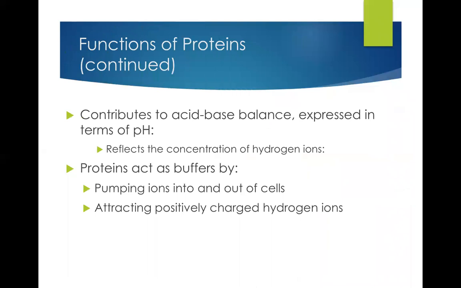Additional functions of proteins. I mentioned that proteins would help with acid-base balance, and proteins have a negative charge, so they're able to attract positively charged hydrogens and serve as hydrogen acceptors, thereby being able to adjust the pH balance. Because remember, pH is negative log of the hydrogen ion concentration. So pH is directly related to hydrogen ions.